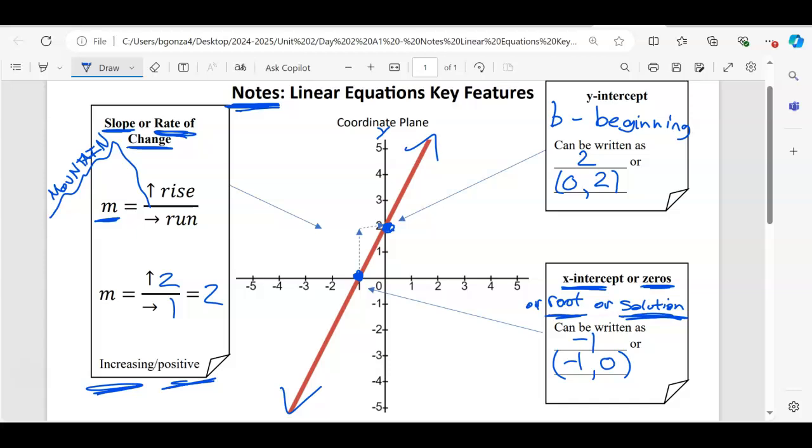The x-intercept is when the y is 0. Notice the difference in the ordered pairs of the y-intercept and the x-intercept. Notice where the zeros are. Okay? So that's it for this first one. Look at all the stuff you can find out from just a straight line. The slope, the rise over run, is it increasing or positive, or is it decreasing and negative? What's the y-intercept, where it begins? What's the roots, zeros, solutions, x-intercepts? Same thing.